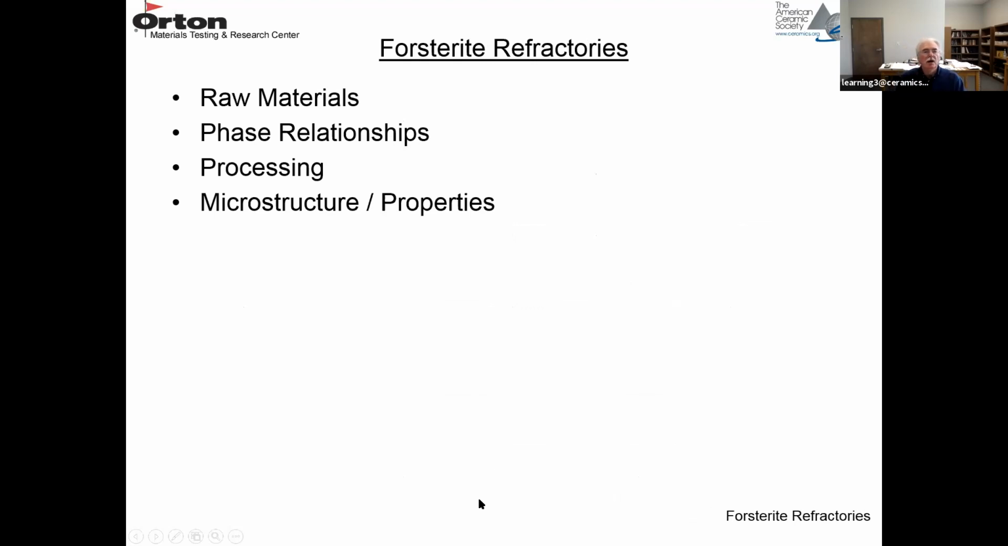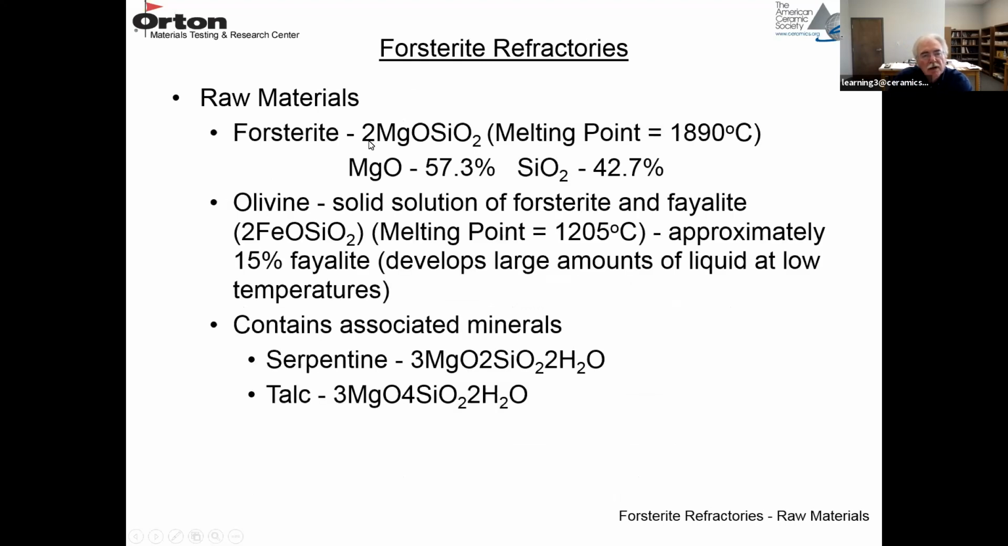So the next group of basic refractories we mentioned, forsterite as a secondary phase in MgO and the chrome magnesite materials or the magnesite chrome materials. So by itself, it is a refractory material. So again, forsterite is the 2-MgO-SiO2 magnesium silicate material. And by itself, it's a refractory. 1890 degrees C is its melting point. It's 57.3% MgO and 42.7% SiO2.